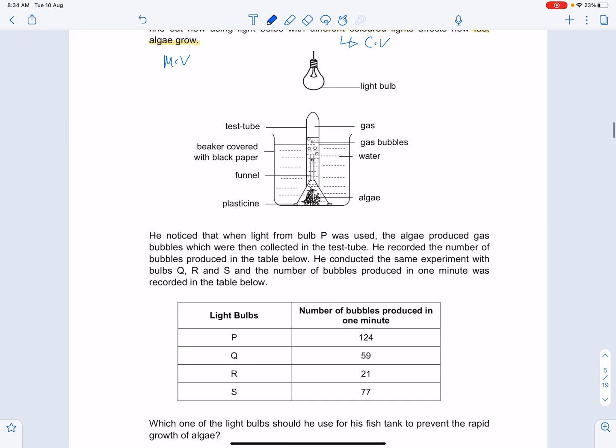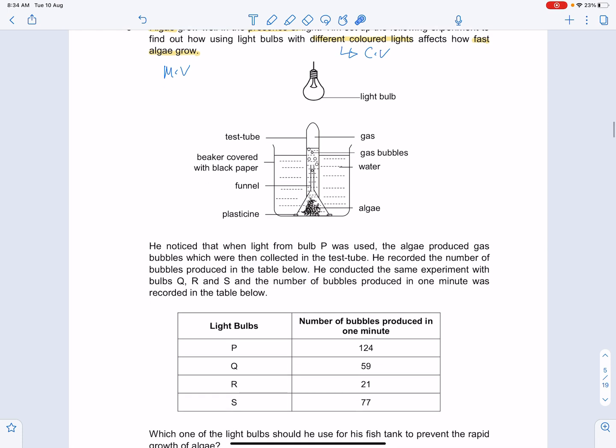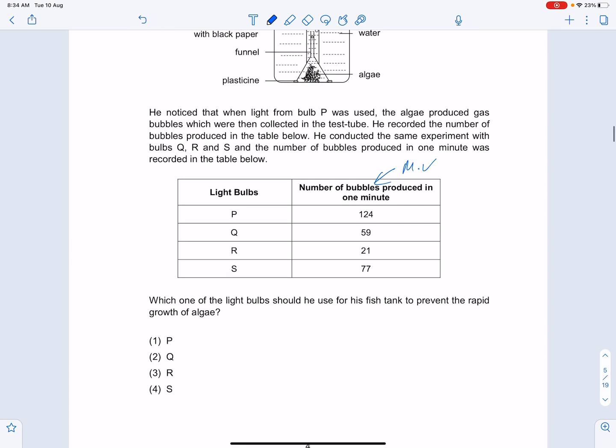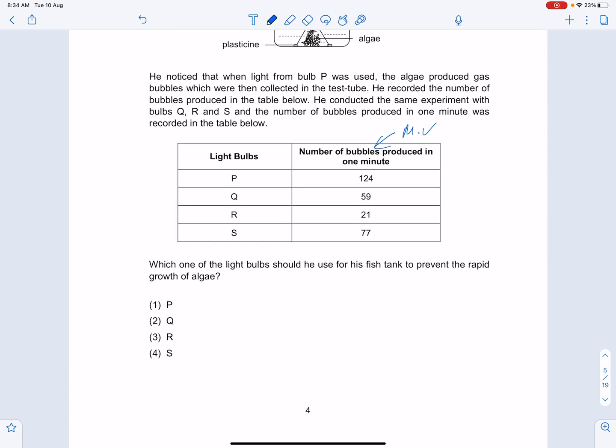Now, he noticed that when light from P was used, the algae produced gas bubbles which were collected in a test tube. He recorded the number of bubbles, and then he conducted the same experiment with Q, R, S, and the number of bubbles produced in 1 minute was recorded below. Let me make a small correction here. In this case, the measured variable is the number of bubbles produced. Which of the lights should he use for a fish tank to prevent the rapid growth of algae?